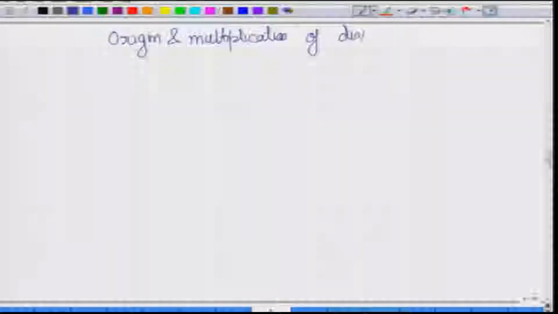So, in the previous module we found how the shear strength of the material increases with increase in the dislocation density. But how does dislocation density increase? Now, that is a question that we will try to answer, or part of it, in this particular module. So, the topic right now is origin and multiplication of dislocation.